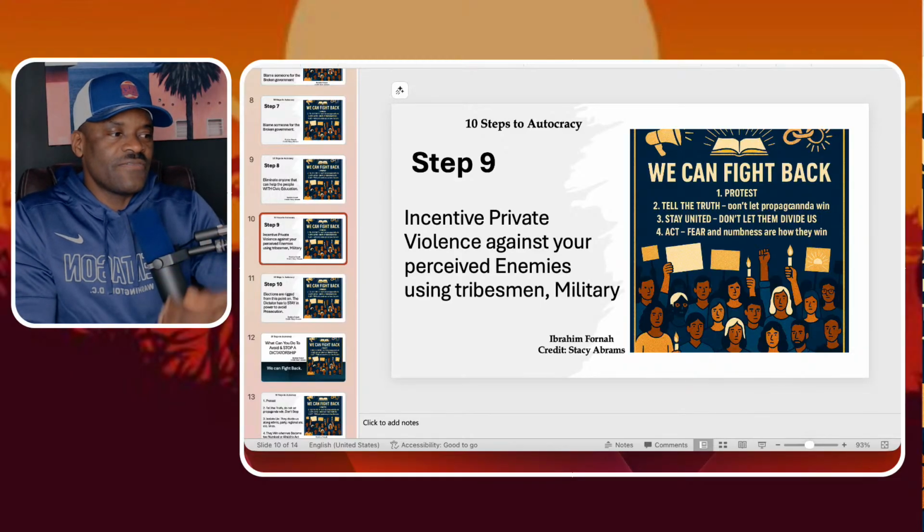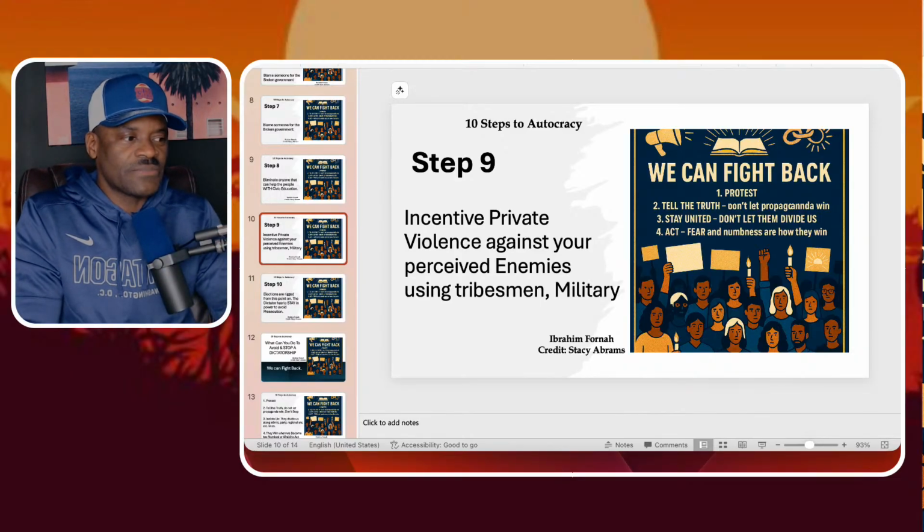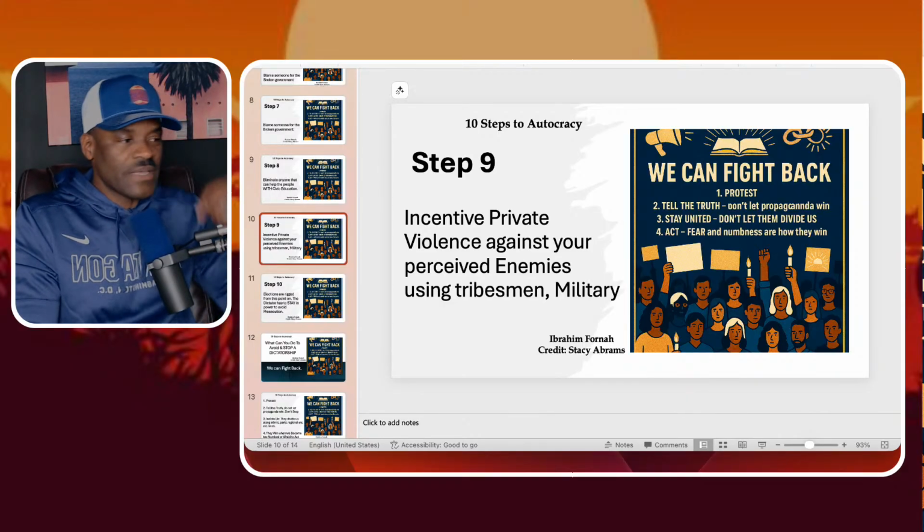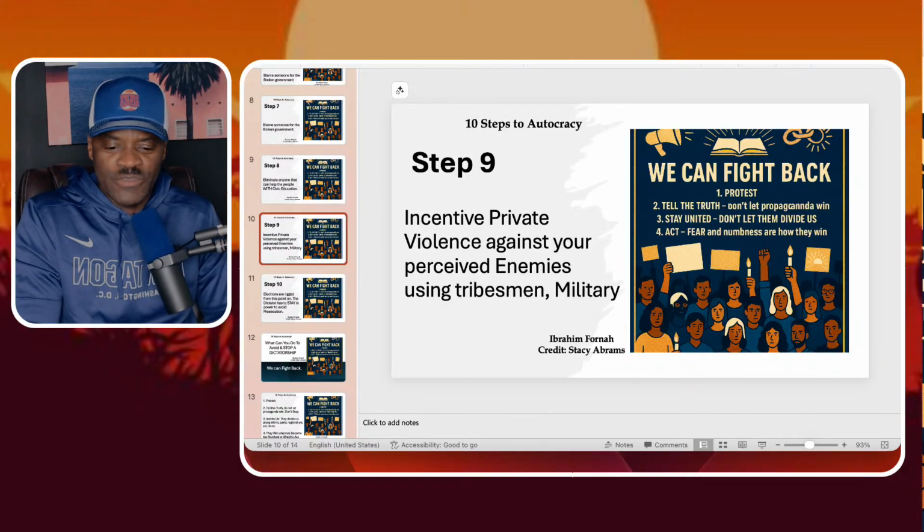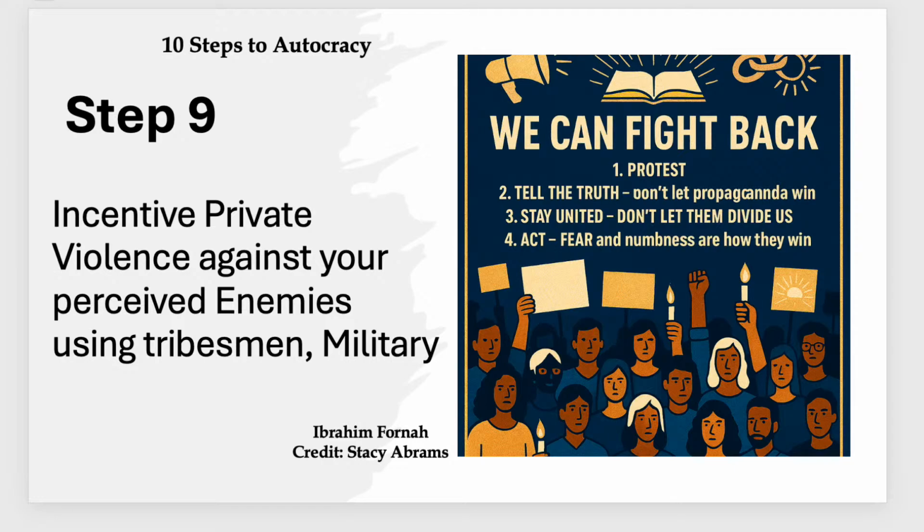So incentivize private violence against perceived enemies using tribesmen or the military, etc. Right? We see it in Sierra Leone every day. That is what is actually happening. And that is step number 9. And that is the reality of what we see happening in Sierra Leone. So all of these steps have been taken by Julius Maada Bio, and hence the reason why we have a dictatorship today. This is why we have an autocracy today. This is why we have a one-party state system today, because it is only Julius Maada Bio who's controlling the reins of authority and power.